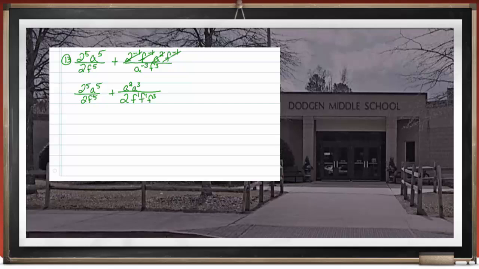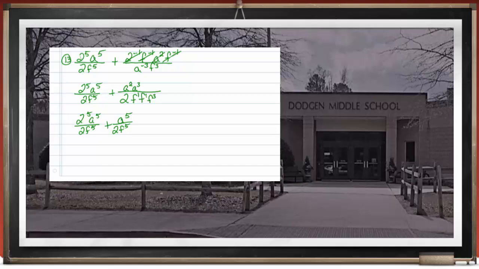So now I'm going to look down to my denominator. I have a to the negative third. It's going to come upstairs. And f to the third, it's going to remain in the denominator. So we can see that I can clean this up a bit. So 2 to the 5th, a to the 5th, over 2f to the 5th, plus a to the 5th, over 2f to the 5th.